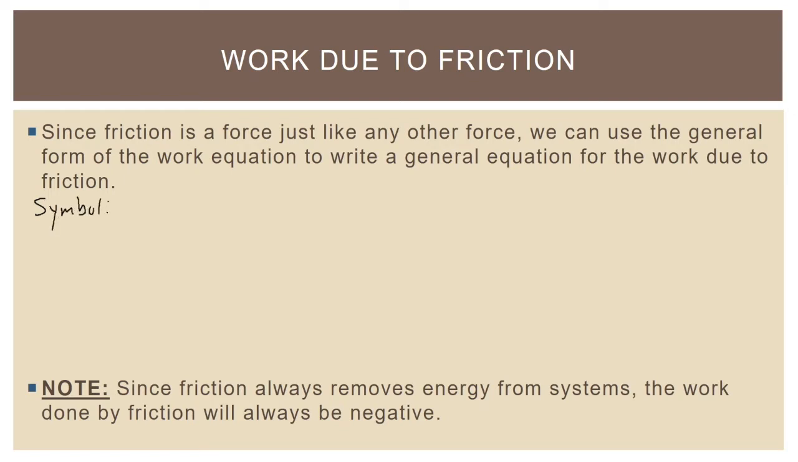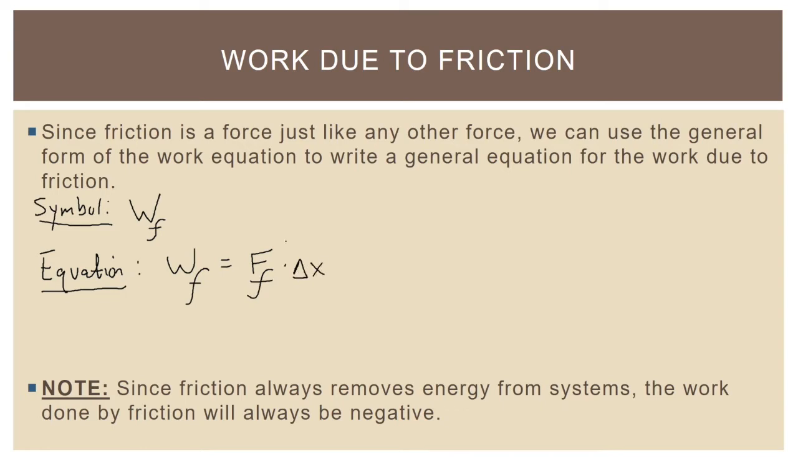We're going to write here first the symbol for the work due to friction. And generally, when we write work, we label it with a capital W. And so to denote here that this is the work due to friction, we're just going to put a little subscript F on there to label it as the work due to friction. And for the equation here, simply enough, we're just going to say here that the work due to friction is equal to the friction force times the displacement.